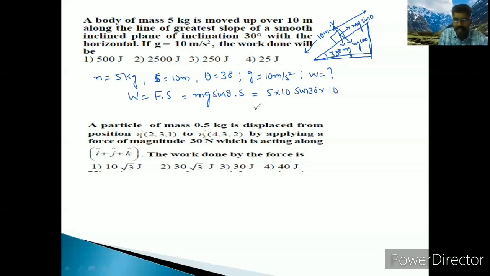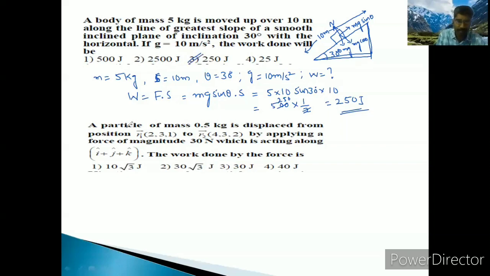So how much can we get here? 5 into 10 means 50, into 10 means 500. Sine 30 is 1 by 2, so we get 250 joules of work done. We got the answer. Which option is correct? Third option is the correct one.